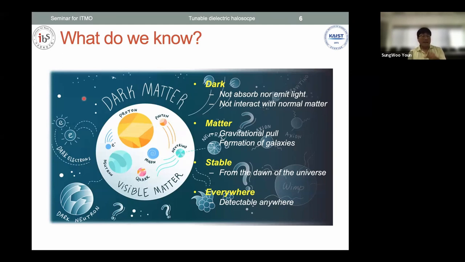Okay, and the critical thing is, it is everywhere in the universe. It permeates the universe, in particular the galaxy, which means that we can detect it. It's anywhere, even on Earth. That's why the experiments nowadays are focusing on this.